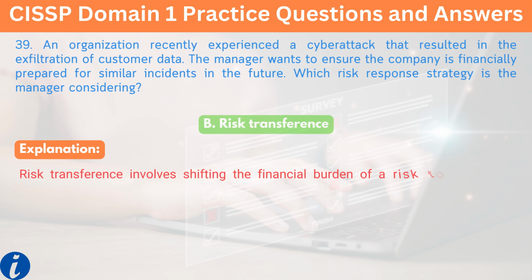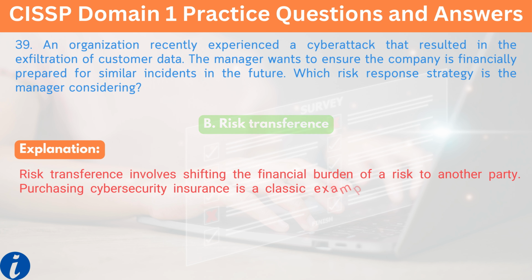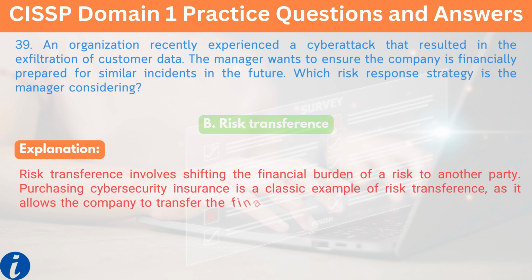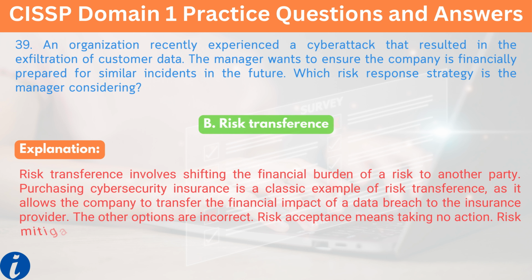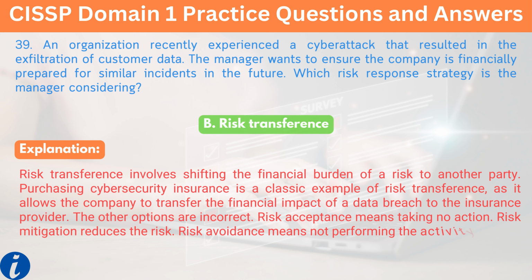Risk transference. Explanation. Risk transference involves shifting the financial burden of a risk to another party. Purchasing cybersecurity insurance is a classic example of risk transference, as it allows the company to transfer the financial impact of a data breach to the insurance provider. The other options are incorrect. Risk acceptance means taking no action. Risk mitigation reduces the risk. Risk avoidance means not performing the activity.